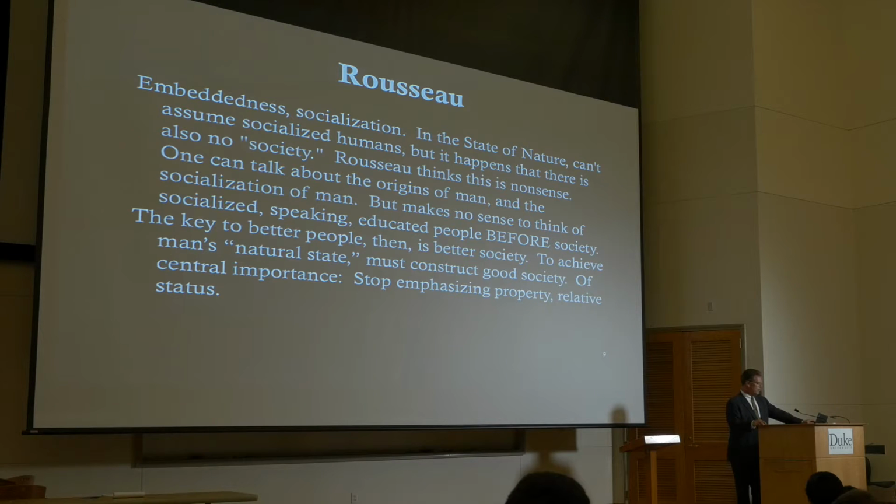So the idea of a state of nature is before the state, but it's also before human beings are socialized. We don't have the experience of living in societies with other human beings. So you can talk about the origins of man and the socialization of man, but it makes no sense to think of socialized, speaking, educated people before there's a society. So the state of nature is primitive. And it isn't very interesting for Rousseau.